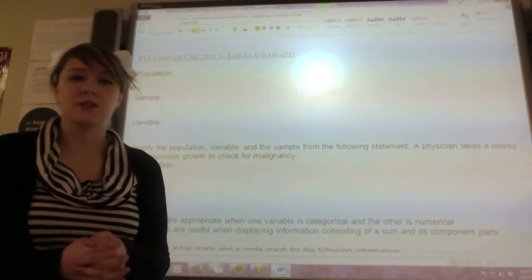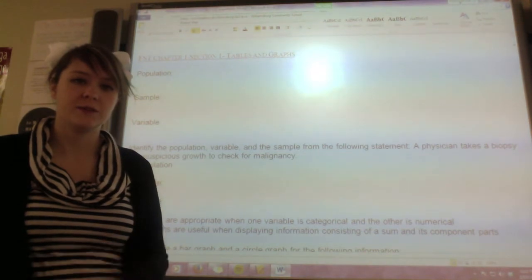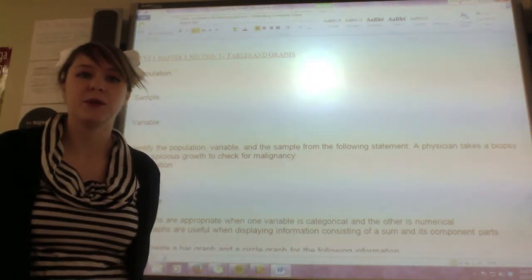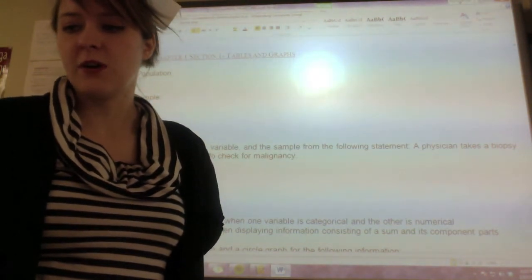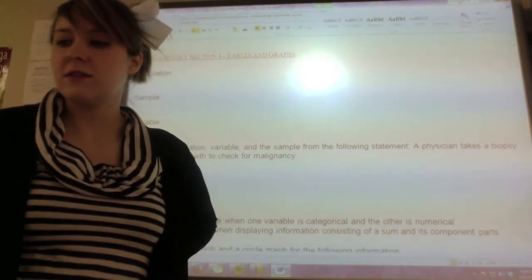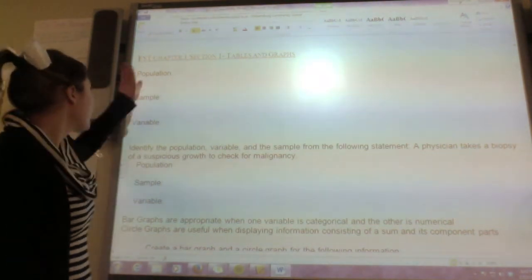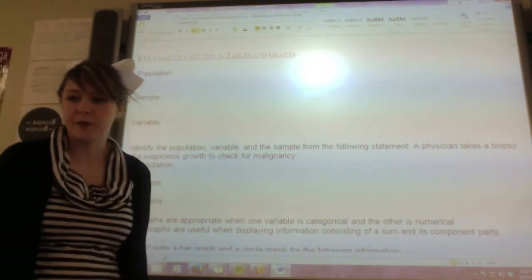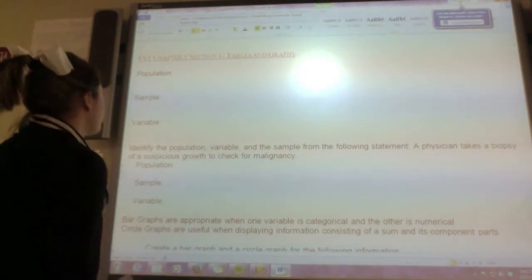So section 1 is just on tables and graphs, so it should be pretty easy for you because hopefully you've done a lot of stuff with tables and graphs before in middle school. So section 1 is just called Exploring Data, and the first thing I want to talk about are some vocabulary words. So we've got population, sample, and variable. In your book are the definitions, so I'm just going to write them up here.